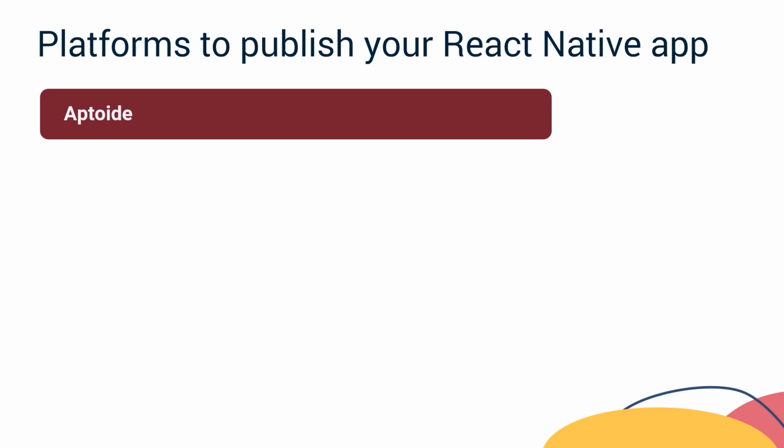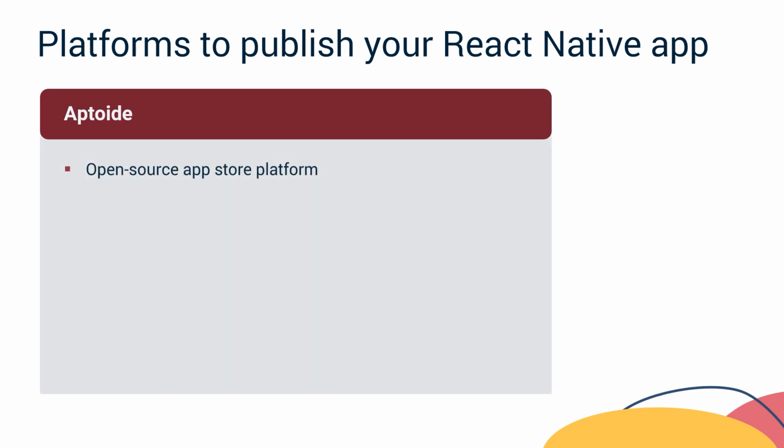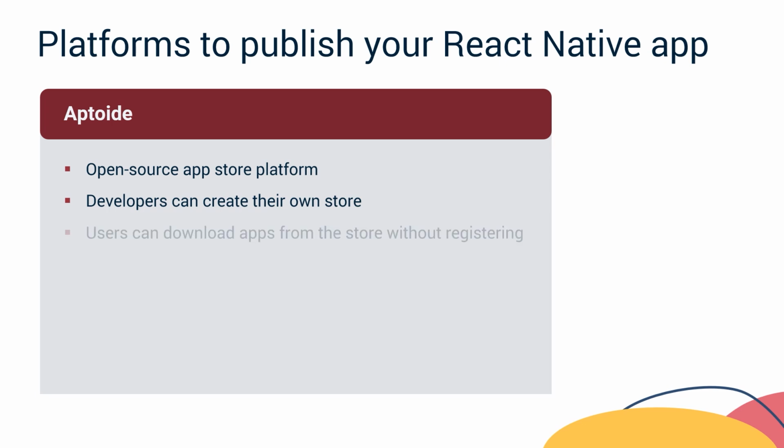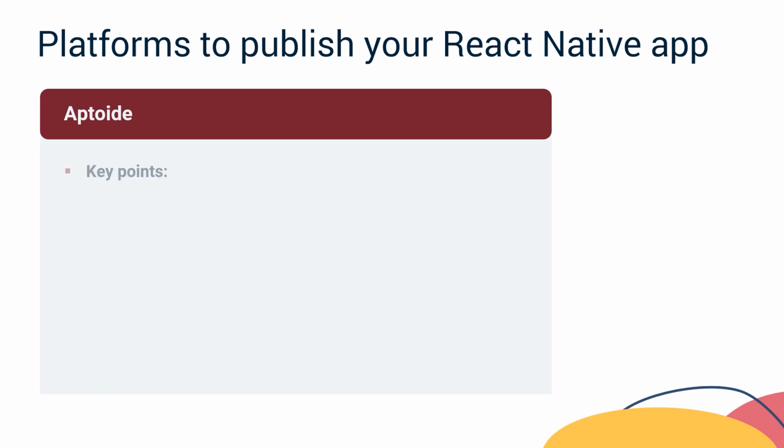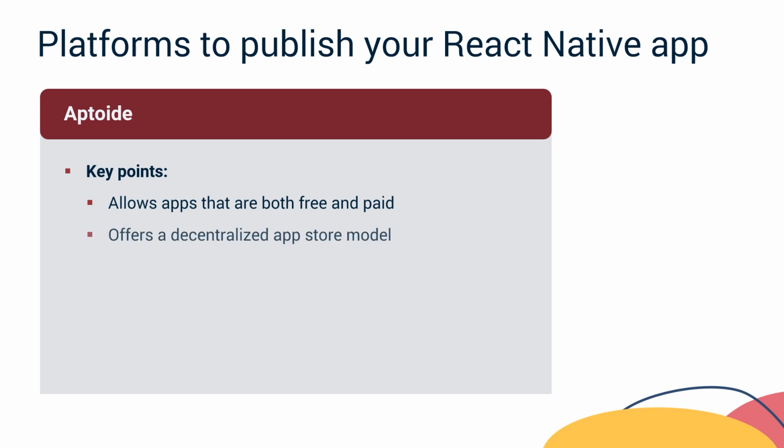Lastly, we have Aptoide. Aptoide is an open-source app store platform where developers can create their own store. Users can download apps from the store without needing to register, and it supports a wide range of apps, including React Native apps. You can visit the website using this link. Aptoide allows apps that are both free and paid. It offers a decentralized app store model. There is no upfront cost, but there are revenue-sharing options for paid apps.